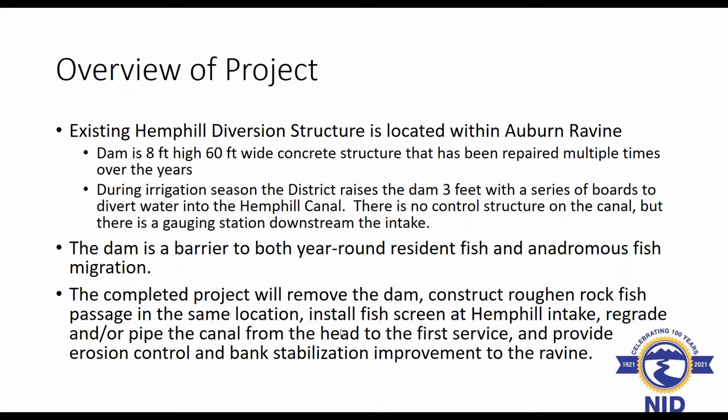So our project, what we envision is that the complete project will remove the dam and construct a rock ramp passage in the same location. We'll also install some fish screening at the Hemp Hill Canal intake. And we'll have to modify our canal because we'll actually be lowering the grade a little bit. We'll have to modify our canal either through grading, lining, or piping up to the first service. And when we're all said and done, we'll provide some erosion control measures and bank stabilization to improve the ravine in the area that we do construction.